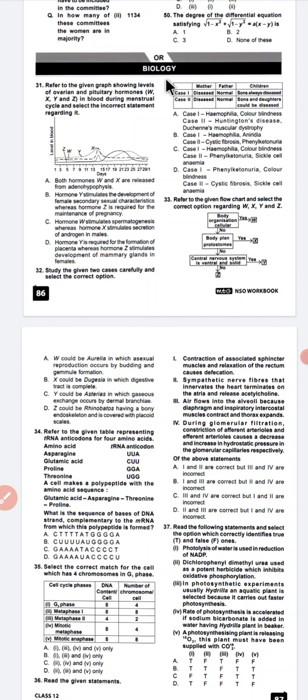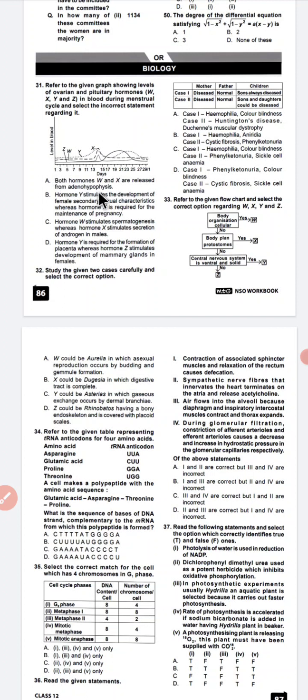In this biology section, refer to the given graph showing the levels of ovarian and pituitary hormones W, X, Y, and Z in the blood during the menstrual cycle and select the incorrect statement. I'm repeating once again, you have to select the incorrect or the wrong statement regarding it. Here, the graph they are showing is days versus the level in blood.